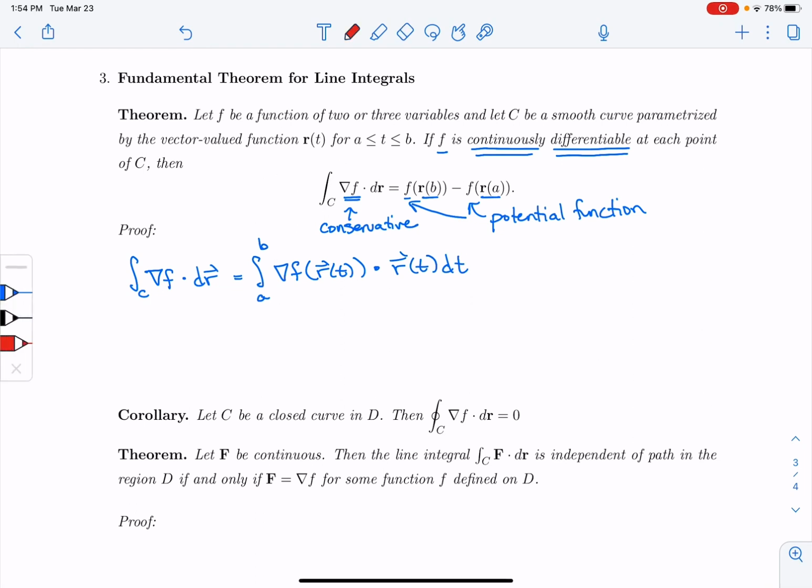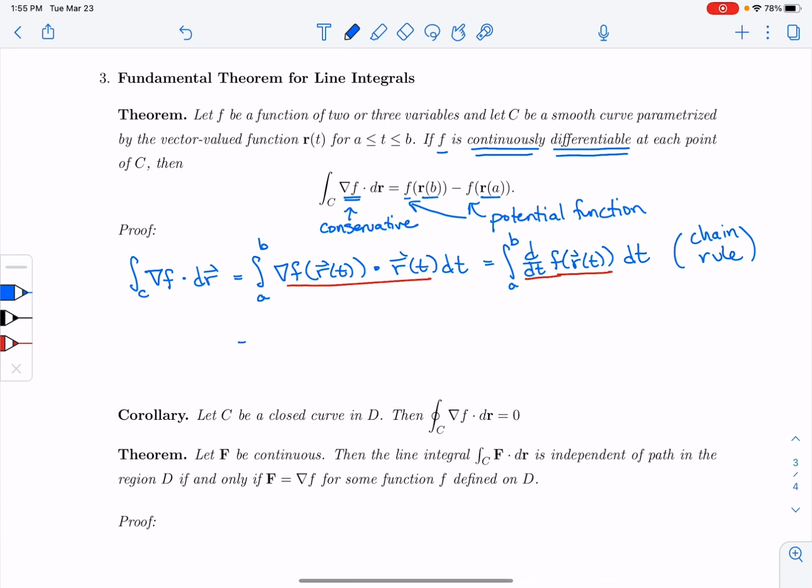But in fact, this expression should look familiar because that expression is exactly the right-hand side of the chain rule. So we can rewrite this as the derivative of f of r of t. So what we've done is we have essentially reversed the chain rule. Okay, what's on the right is generally what we think of as being on the left of the chain rule, the derivative of f of r of t. And then what's on the left is the expression of that chain rule, gradient of f of r of t dot r prime of t.